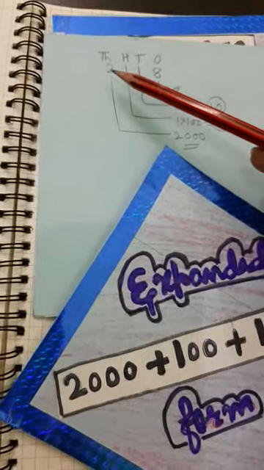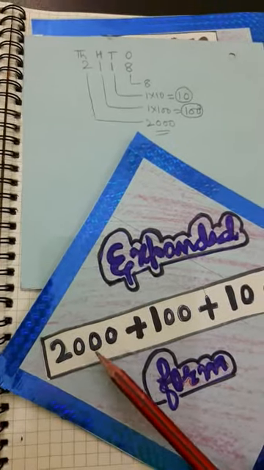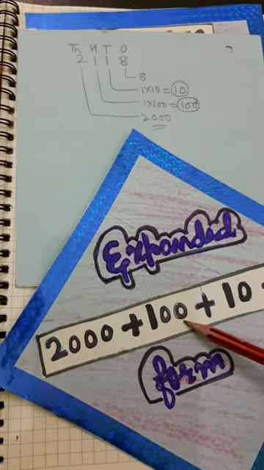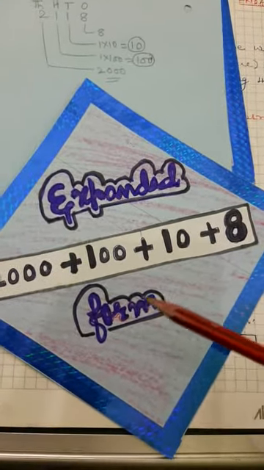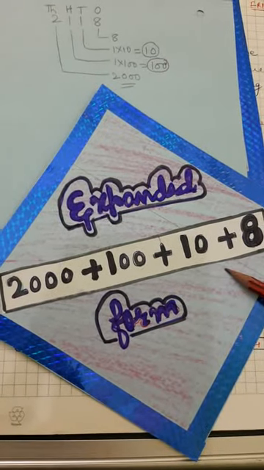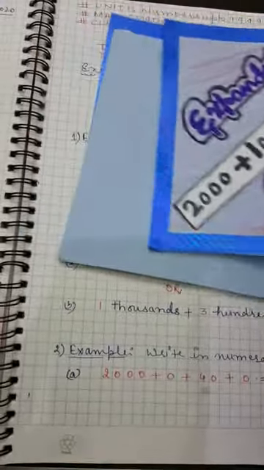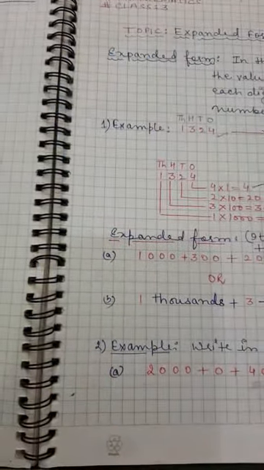We will start from the number having the highest place. We will write the place value of thousands place first. So 2000 plus hundreds place value is 100, then 10, and then 8. So in this way, we have to arrange our number. And this form is called the expanded form. We can write this expanded form in two ways. Firstly, we can write these digits in their place form like this.